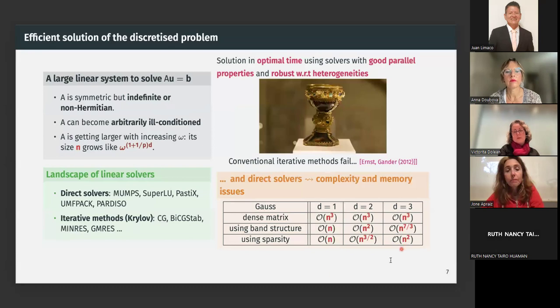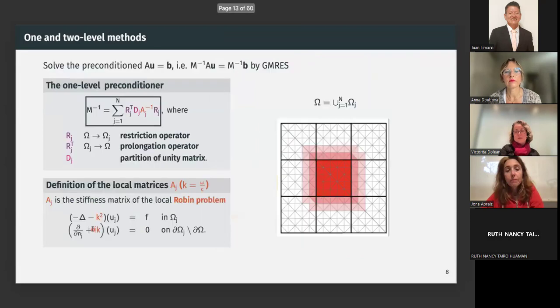Then we want to have the best of the two worlds, I mean, the best of the direct solvers and iterative solvers. These are the methods I've been working on for years, and they are domain decomposition methods. Okay, so now let's forget about Helmholtz for a few minutes. You just want to solve the linear system A x = b, and you want to solve it by an iterative method.